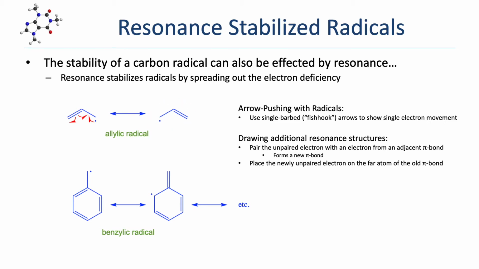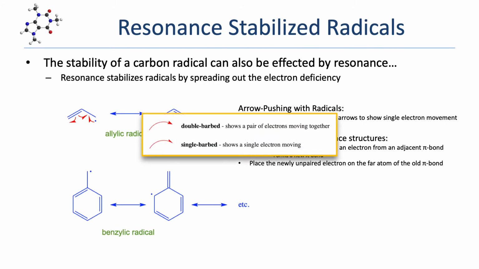Now you might remember, when dealing with a pi system that exhibits resonance, we can generate additional resonance structures by using the same curved arrows we use for drawing mechanisms. Now remember, we have 2 very different curved arrows that we use to show electron movement. The more common double-barbed arrows are used to show electrons moving as a pair. But now, when dealing with radicals, we need to be able to show single electrons moving. And for that, we use single-barbed or fishhook arrows, which show a single electron moving.